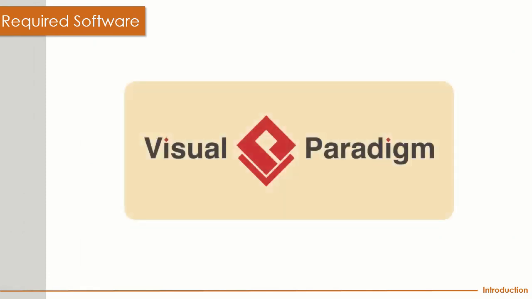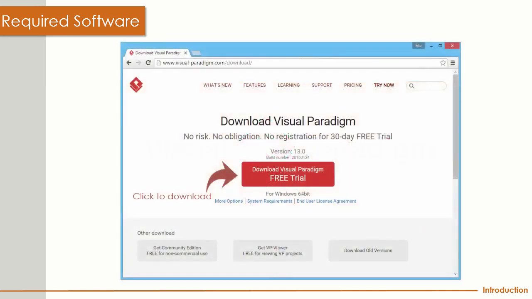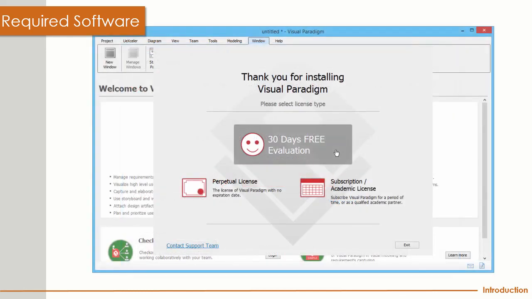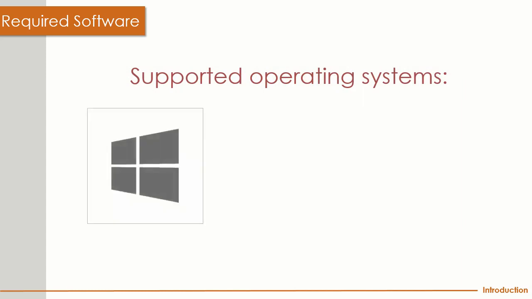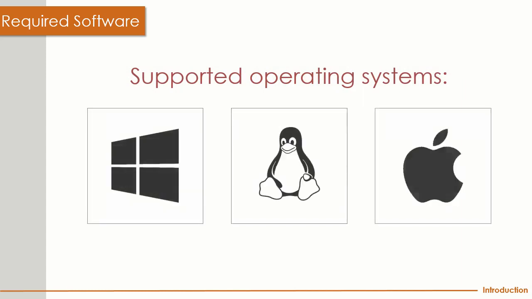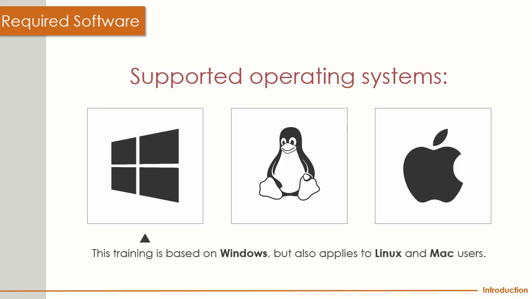And in this training course, we need the following software. We need Visual Paradigm, and you can easily get a 30-day free evaluation. So you just go to www.visual-paradigm.com/download to get the software. And when you run Visual Paradigm, you just need to select Evaluate. Visual Paradigm supports Windows, Linux, and OS X. In this training, we will base on Windows, but almost the same steps can apply to Linux and Macintosh OS X users.